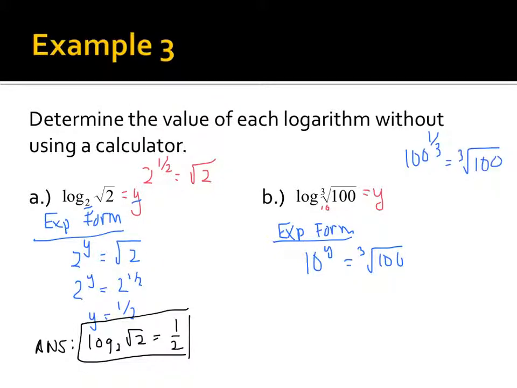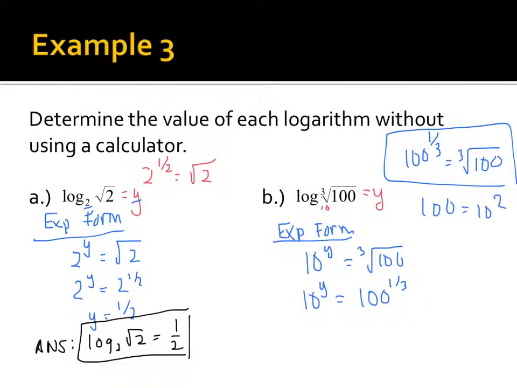And so this is in the previous videos that we had done. And so once we know this, now it becomes easy. If you don't know this, this is going to be difficult, so it is something that you do need to learn. But now that you know this, 10 to the y is just 100 to the 1/3. But you know that 100 is 10 squared. So that means 10 to the y is equal to 10 squared to the 1/3.